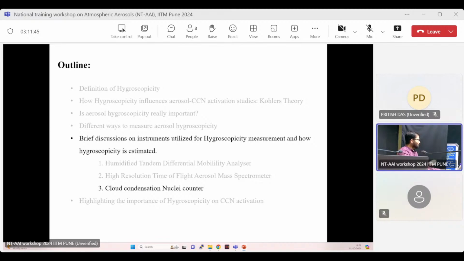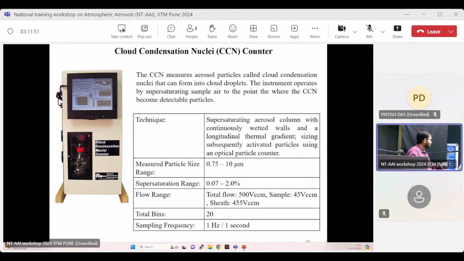So there is a third way to calculate this hygroscopicity parameter. I'll try to explain this CCN counter a little also. Have you heard about this CCN counter? How many of you have heard? It measures potential cloud particles in the whole aerosol population.